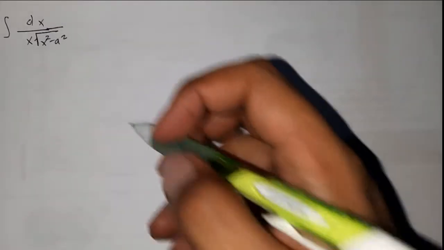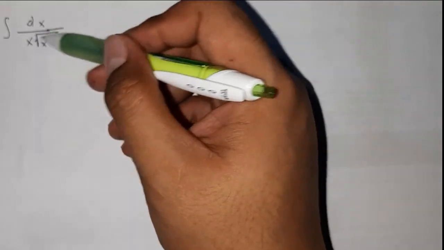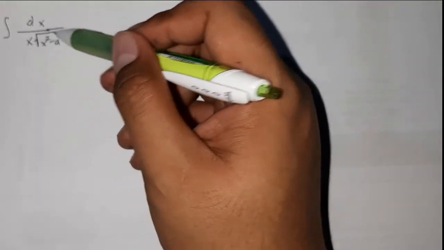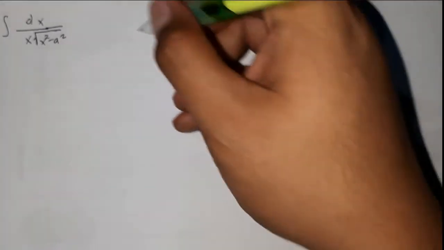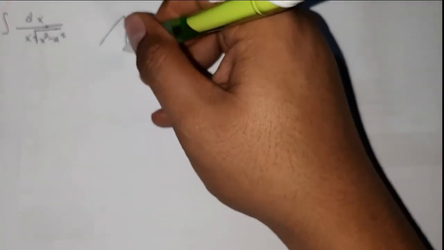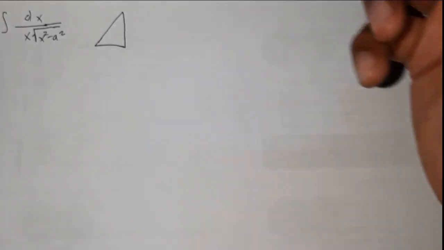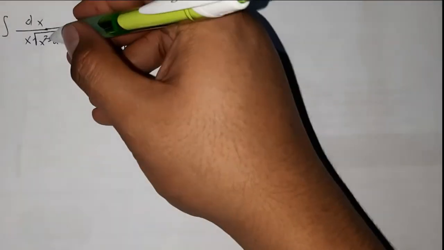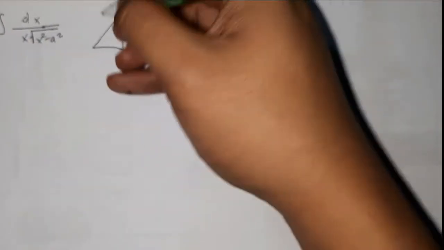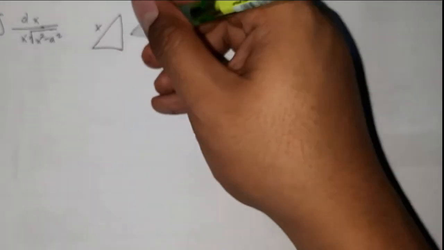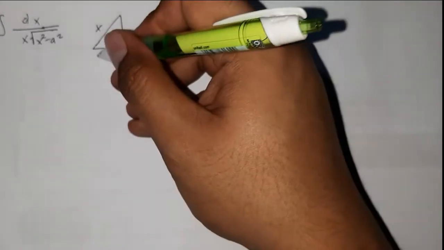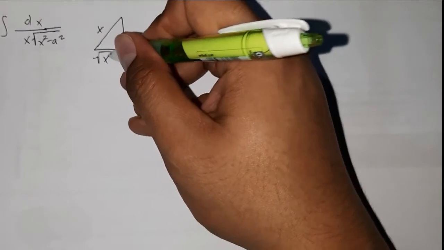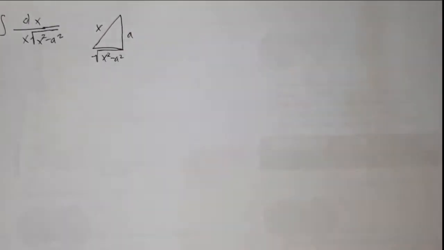So for this one, it's the integral of dx over x squared times the square root of x squared minus a squared. Again, when we have this, we draw a triangle. Here x is the positive one, so it is the hypotenuse, and then a here. So this other side is the square root of x squared minus a squared.